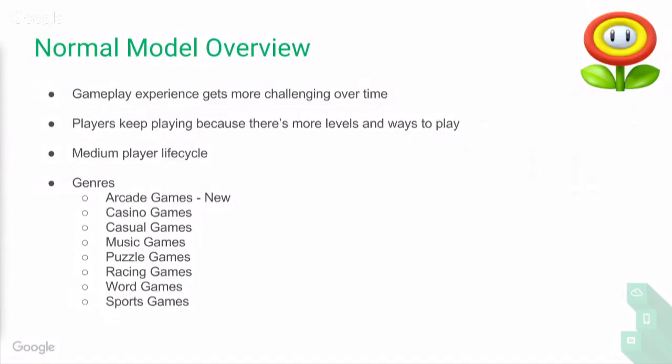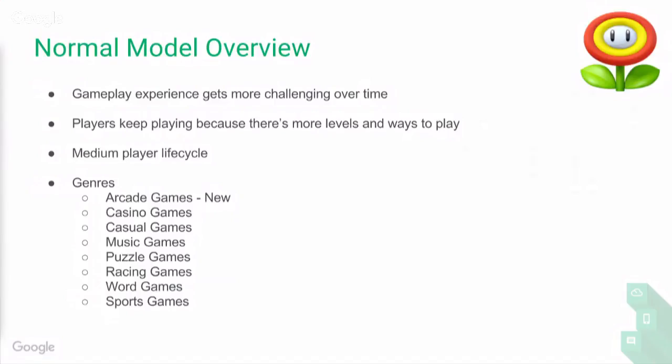So for games that have this sort of model or functionality behind them, oftentimes the player life cycle is in what we call the medium range. So this ranges per developer. I wouldn't want to say this is an exact number by any means. But for some developers, this can mean a 1 month, 3 month, or even 6 month life cycle, depending on what they would consider medium or long.